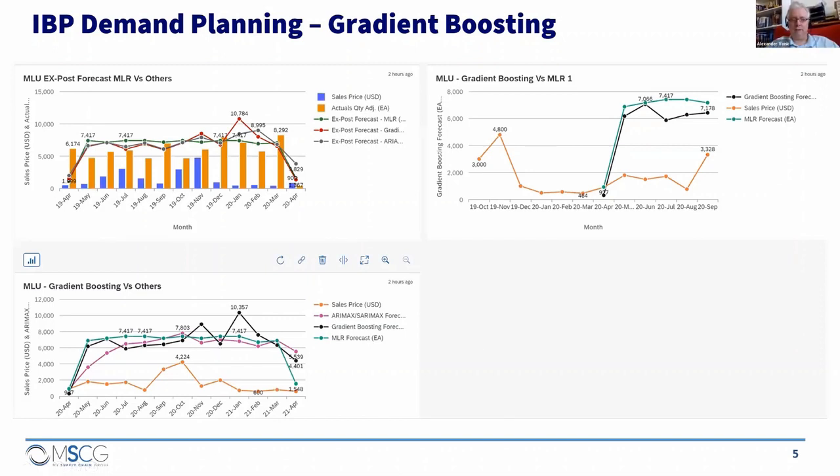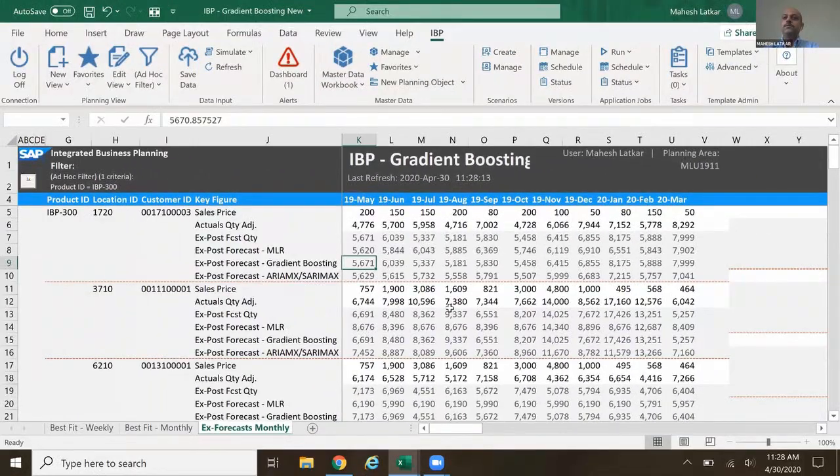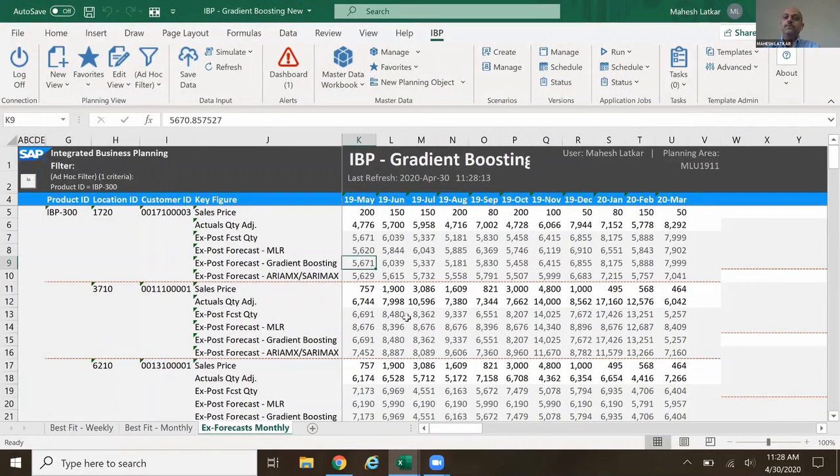Wow, that is fascinating. Would it be possible to show this in Excel, of what it looks like? Sure. Okay, so we'll first be talking about ex-post forecast, how it is generated. So here you can see our planning level is product location customer. We are trying to view this data at this planning level in monthly buckets.